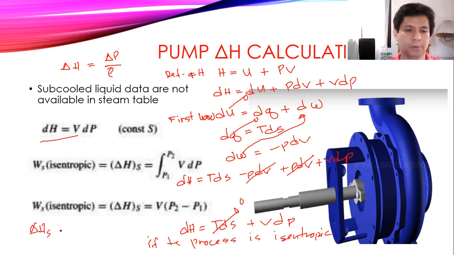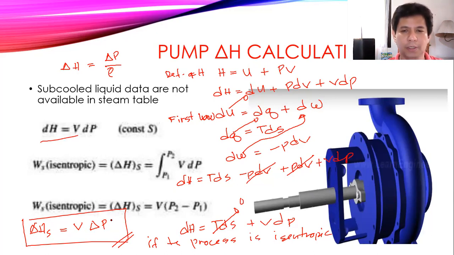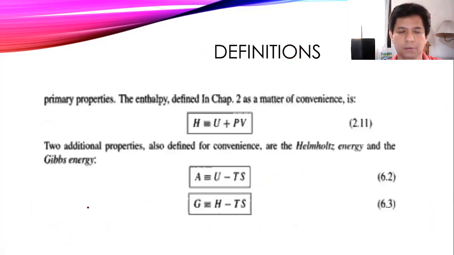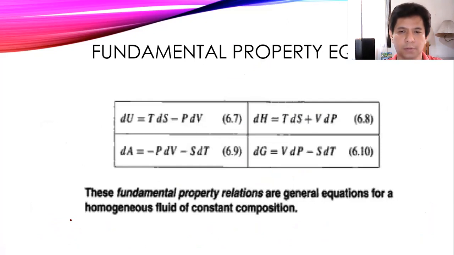Okay. So make this equation part of your stock knowledge for pumps, no? Delta HS is equals to V delta P. And then remember that V delta P is equals to delta HS. Ibig sabihin, this is 100%. This is the isentropic work, no? Okay? These are the fundamental equations, ano? Ito yung ginamit natin. dH is equals to TdS plus VdP.